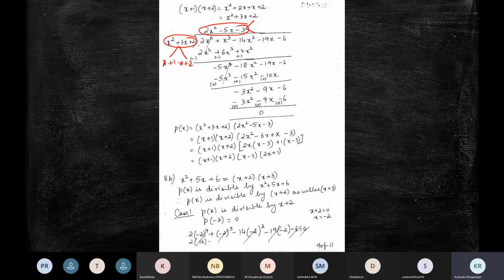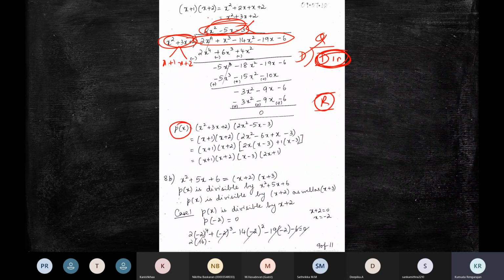So by applying the division algorithm, this is the dividend. Dividend is equal to divisor into quotient plus the remainder. We know that. Division algorithm. Dividend is equal to divisor into quotient plus the remainder. But here the remainder is 0. So dividend p of x is equal to divisor into quotient plus remainder, because it's plus 0.